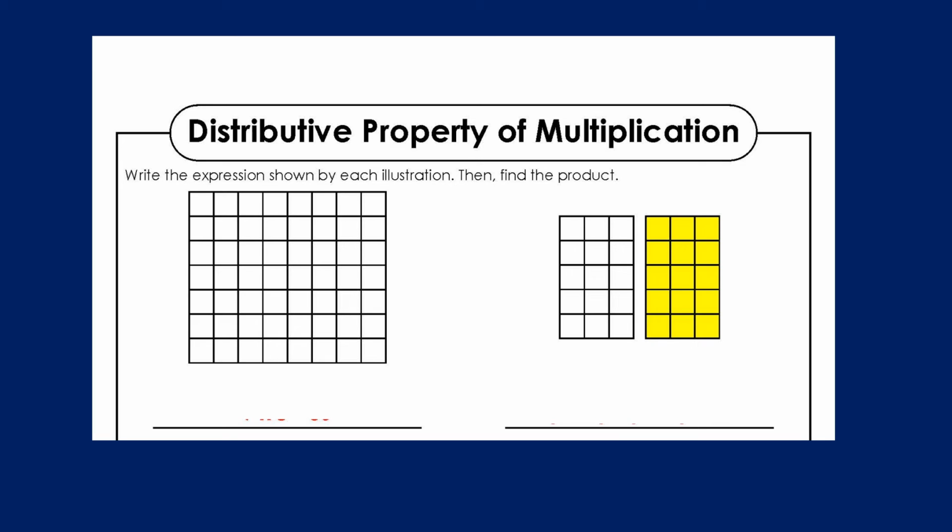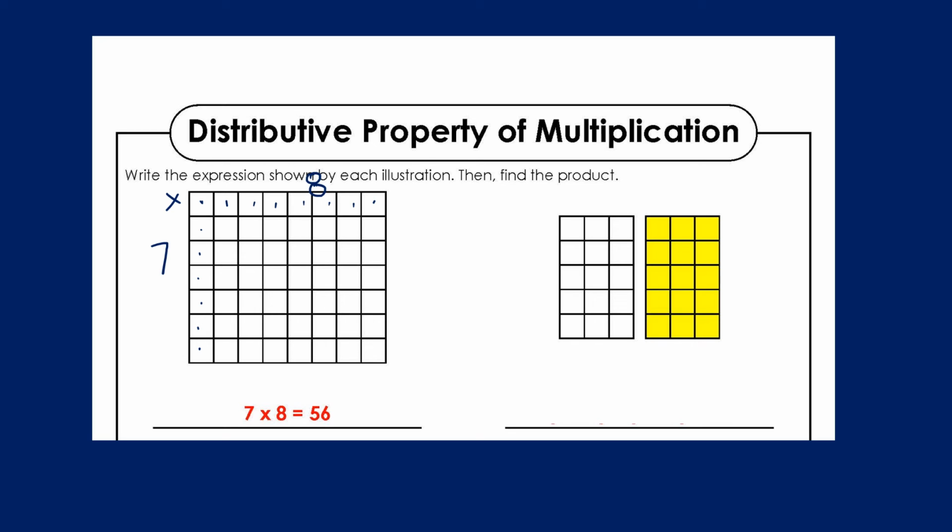Write the expression shown by each illustration, then find the product. We have one array. It is 7 tall, 8 wide. We would multiply them together, and the expression would be 7 times 8 equals 56.